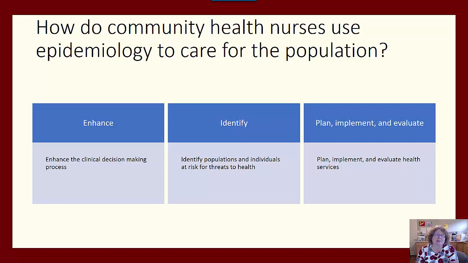So let's talk about how community health nurses use epidemiology to care for the population. First of all, it enhances the clinical decision-making process. If you know things that are threats and problems or potential causes of an illness, it helps you identify the people who are at risk.